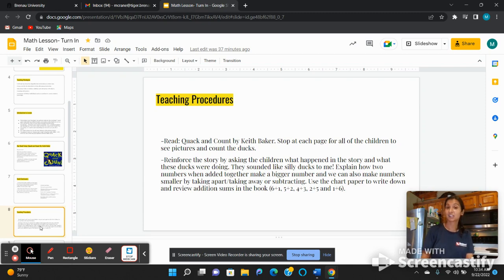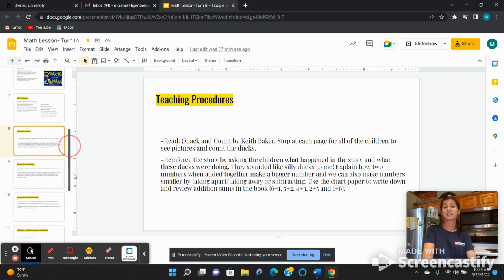Reinforce the story by asking children what happened in the story and what these ducks were doing. These ducks sounded silly to me. Explain how two numbers, when added together, make a bigger number, and how we can also make numbers smaller by taking them apart or subtracting from them.